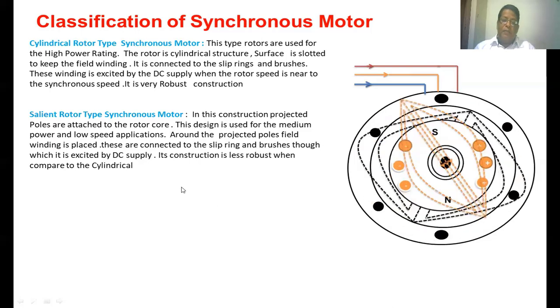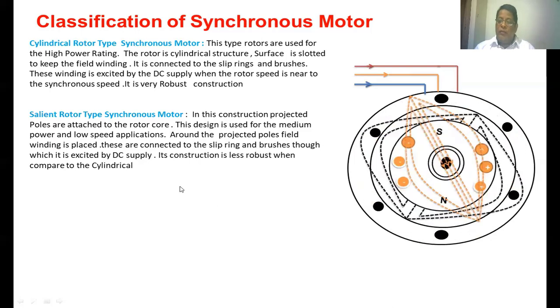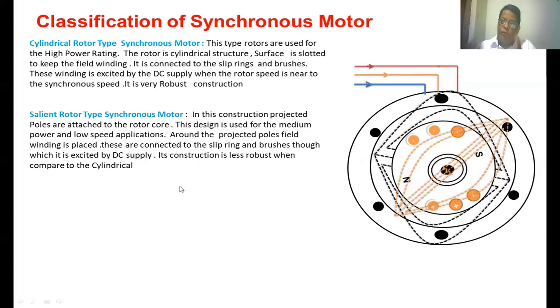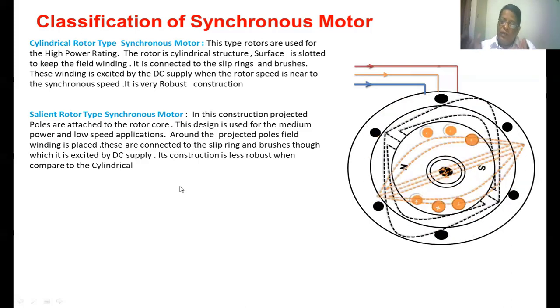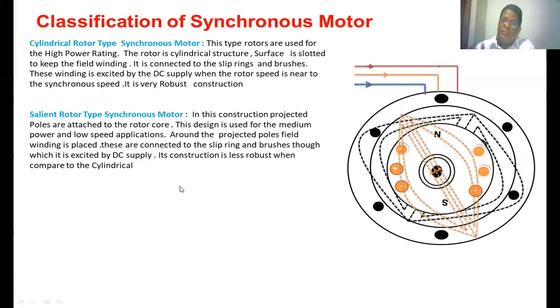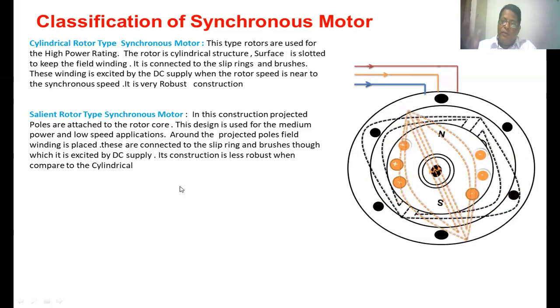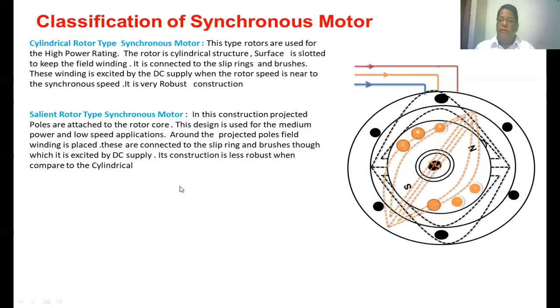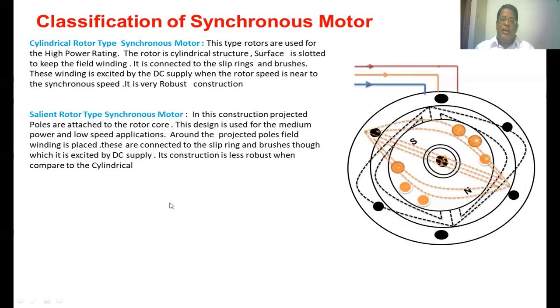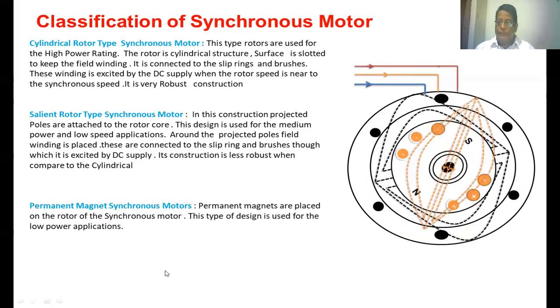Moreover, this type of construction is also used where the rotor speed is very low, because it has projected poles. On the projected poles, again the field winding is there. The field winding is connected to the slip ring. On the slip ring, brushes are there. Through the brushes, we give a DC supply to the field winding. It is less robust compared to the cylindrical type of synchronous motor.